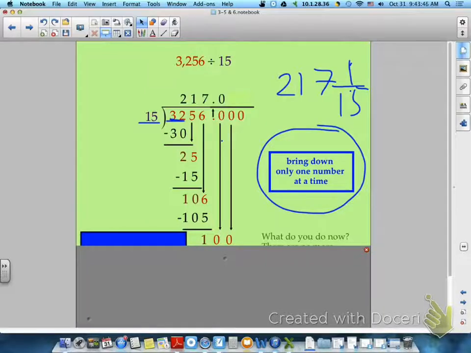Now can you tell me how many groups of 15 we have in 100? Landon? How many is it? 6? Good, because earlier we said there were 7 groups of 15 in 106. So it's going to be 6. And what is 15 times 6? 90.